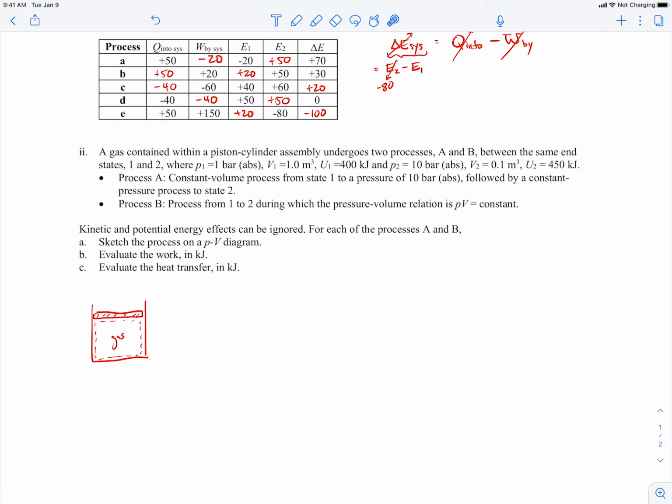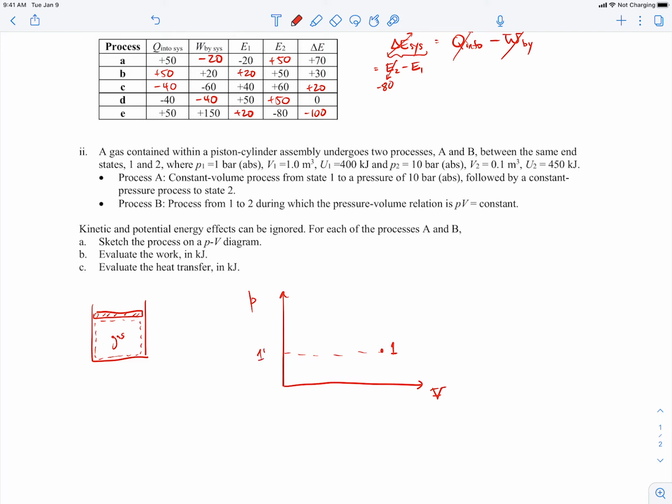Process A is a constant volume process from state 1 to a pressure of 10 bar, followed by a constant pressure process. Let's sketch this out on a PV diagram just so we can visualize it a little better. So here's pressure, volume, and we're told that the initial pressure is 1 bar and 1 cubic meter, and the final pressure is 10 bar and 0.1 cubic meter. So that means state 1 would be somewhere here.